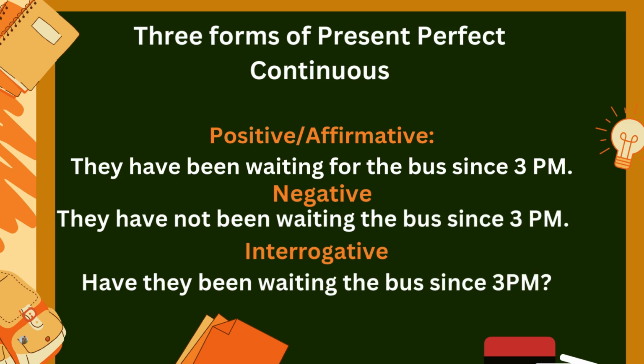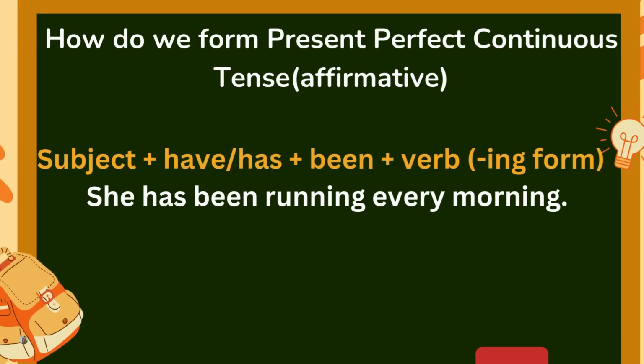The first one is positive or affirmative, and an example is they have been waiting for the bus since 3 p.m. And the second one is negative, and an example is they have not been waiting for the bus since 3 p.m. The third one is interrogative, and the example is have they been waiting for the bus since 3 p.m.?